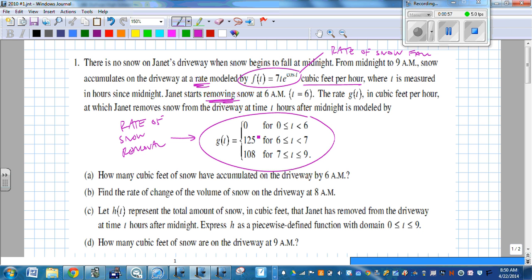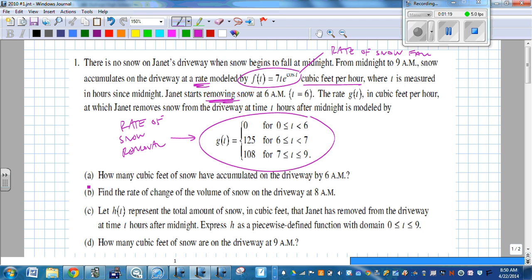Alright, so notice Janet didn't start removing snow until 6 a.m., so from 0 to 6, midnight to 6, snow removal was 0. Then from 6 to 7, she's removing at a rate of 125 cubic feet per hour. And then from 7 to 9, she's removing it at a rate of 108 cubic feet per hour.